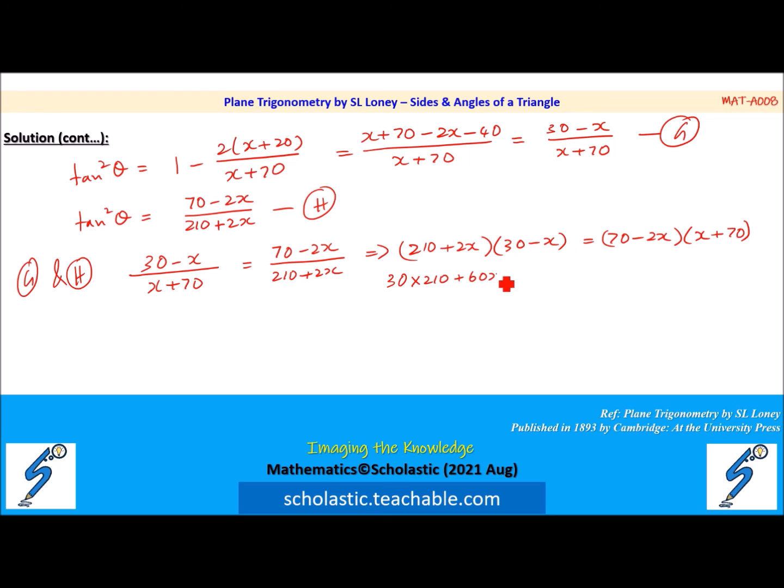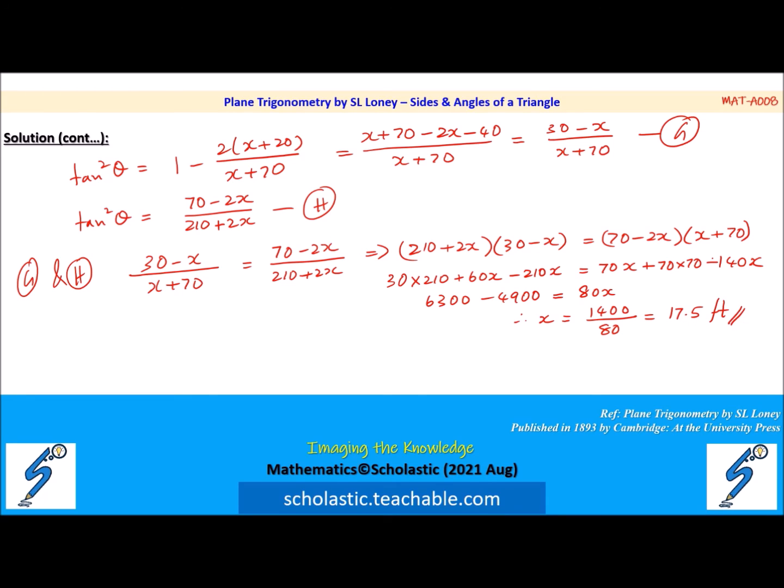Once you simplify this one, we get 30 times 210 plus 60x minus 210x, and the 2x squared cancels off, equals 70x plus 70 times 70 minus 140x. Let's try to simplify and see. Finally you get 6300 minus 4900 is equal to 80x. Therefore x is equal to 1400 divided by 80, which is equal to 17.5 feet.